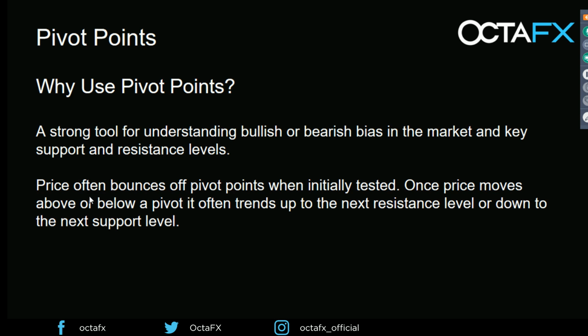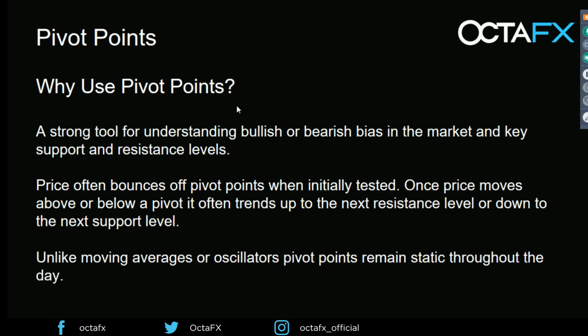So what you often see is price bouncing off a pivot point when initially tested, and then it often continues to trend to the next resistance level or down to the next support level once it's trading above or below the pivot. One of the nice things about pivot points is that they're horizontal, as I mentioned, so unlike moving averages or oscillators, they remain static throughout the day. Moving averages, of course, will be constantly changing, the same with oscillators.